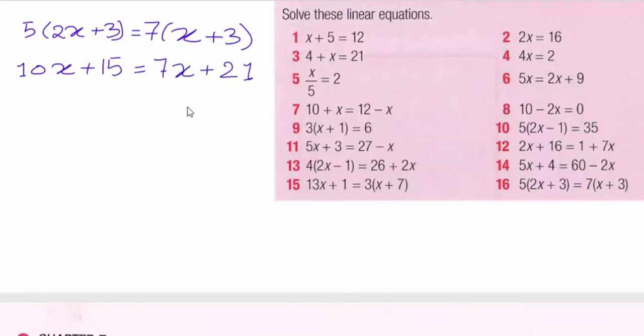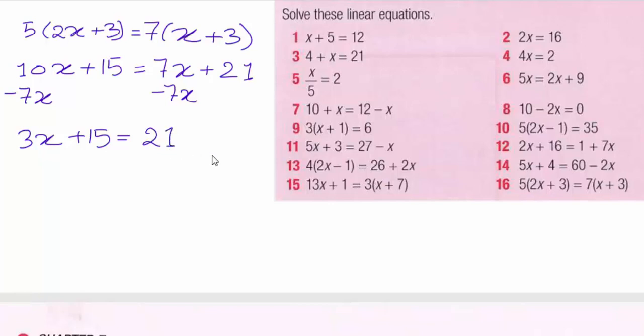21. Now we need to have x alone on a side in order to solve this equation. Then we can say minus 7x here to get rid of the 7x, and minus 7x on the other side to keep the balance because it's an equation. 10x minus 7x is 3x plus 15 is equal to 7x minus 7x will be 0.